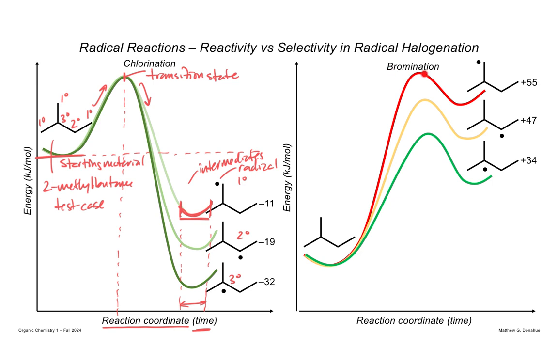For bromination, on the right-hand side of the slide, from your starting material point, notice now you're going uphill to the transition state, but the intermediate is also further higher or uphill than the starting material. So that's uphill, and that's still above. So that's why this number here is plus.